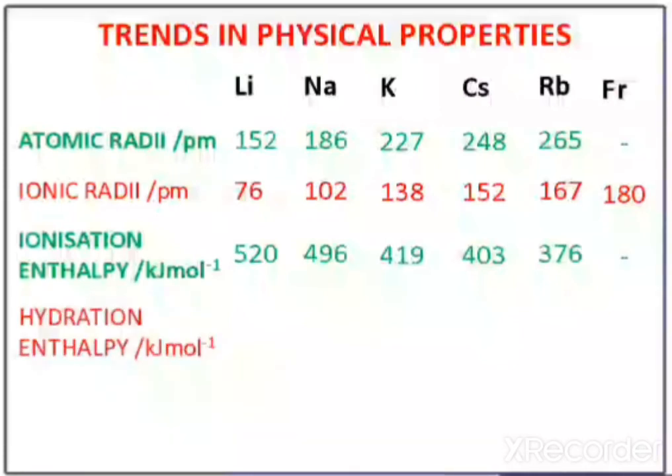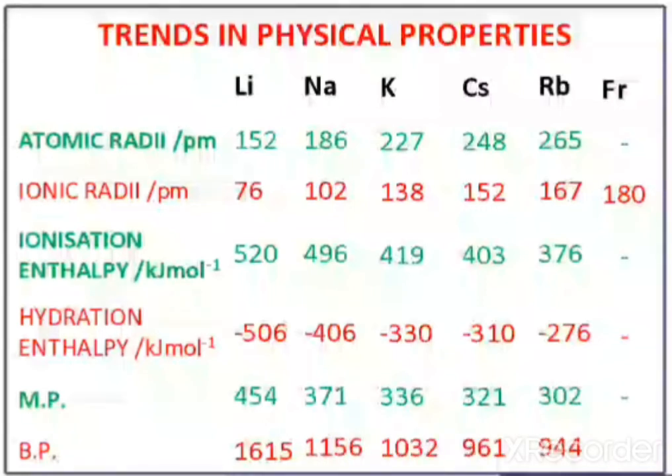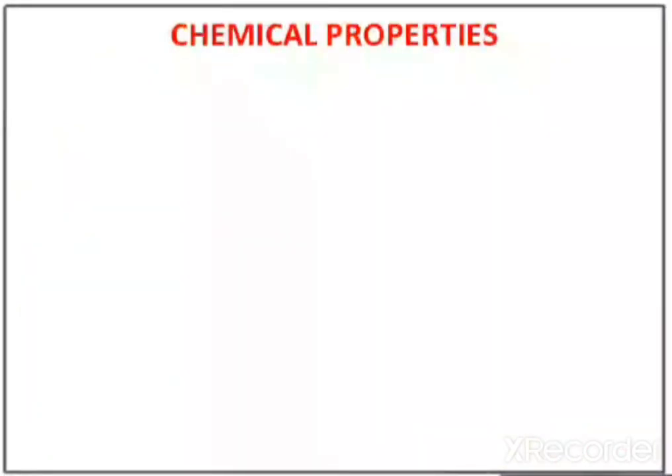Hydration enthalpy of lithium is very high. As we move down in a group, hydration enthalpy is reducing. And last, melting point: similarly, as we move down in a group, melting point is decreasing, and boiling point is also decreasing. So these are the physical properties of first group elements. Here the important thing is atomic radii. After physical properties, now we will see chemical properties.